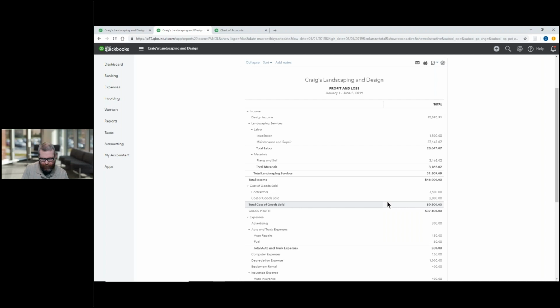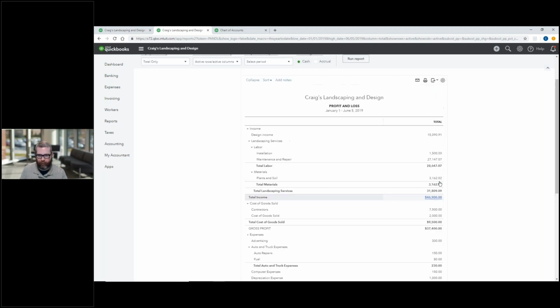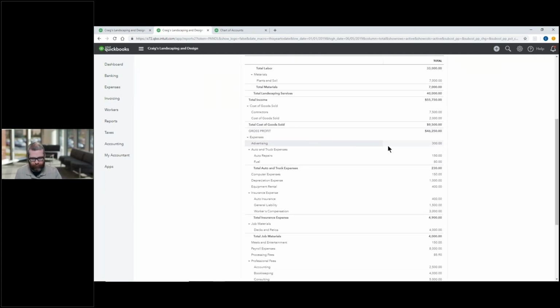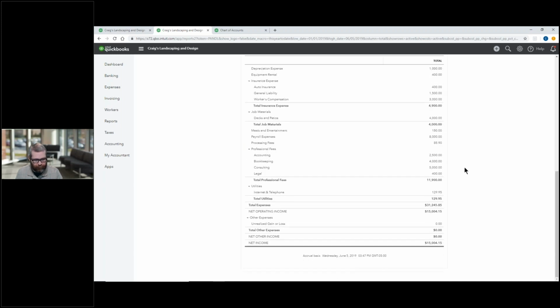So on the cash basis, our income is $46,900. It's about $10,000 less because this is only showing us what we've actually received. We're probably also going to see a similar reduction in cost of goods sold and expenses. So cost of goods sold is $9,500. Expenses are, let's see, $31,000.